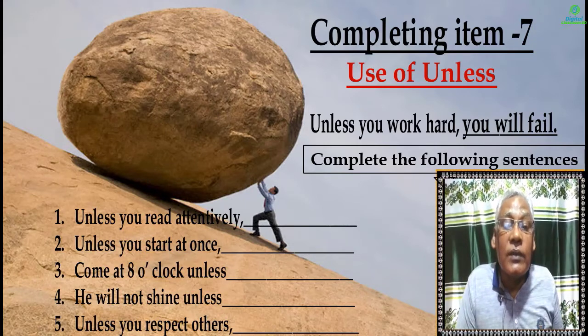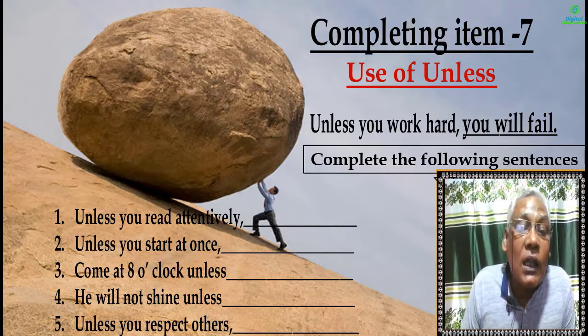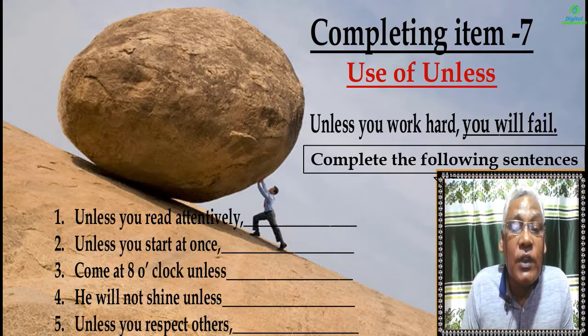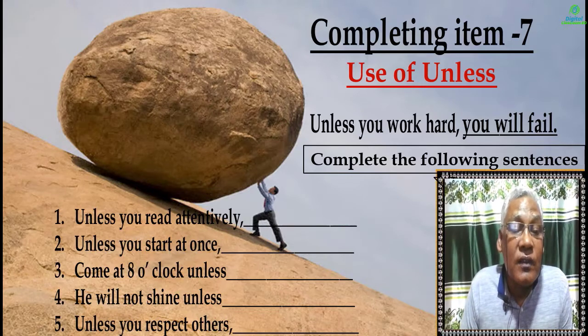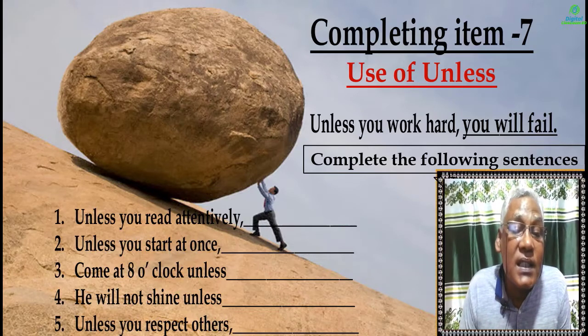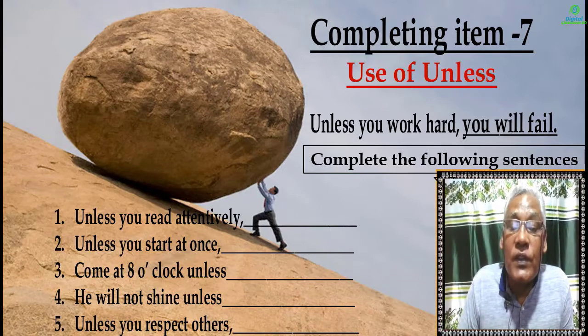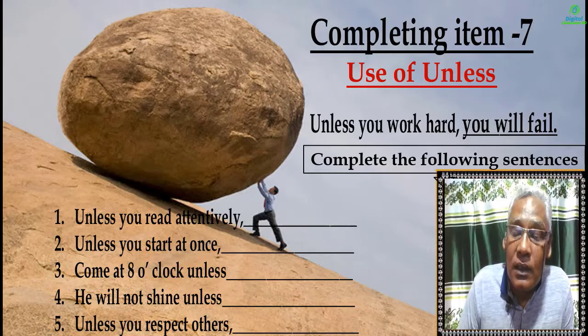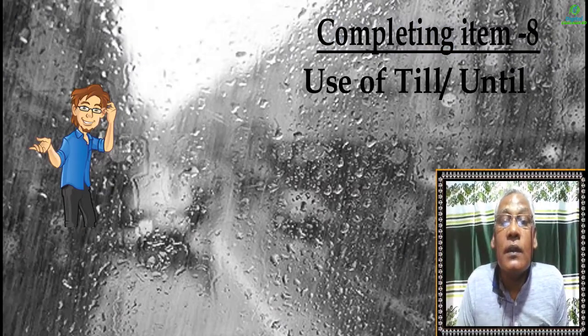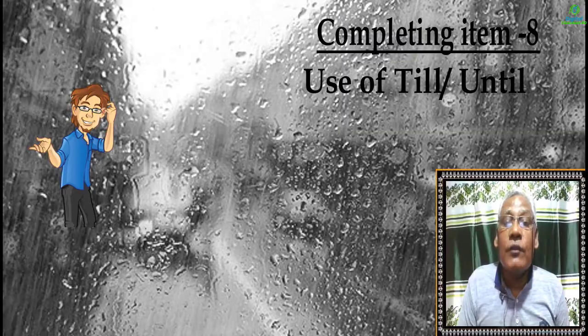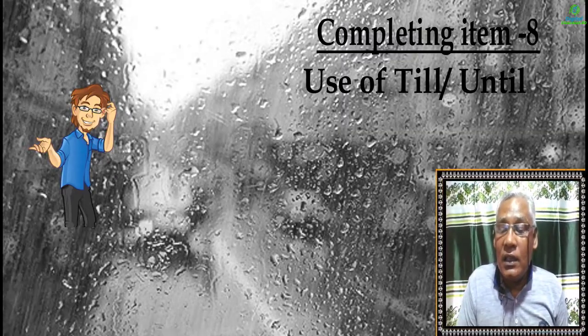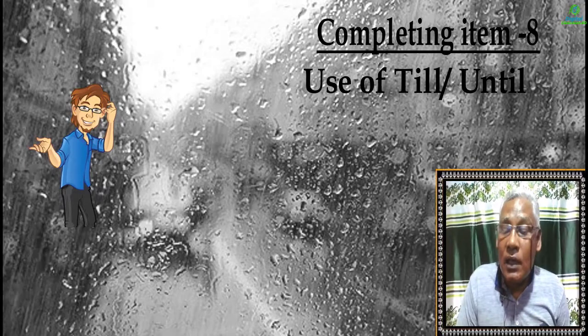So you have to notice something here. If you use unless at the very beginning of the sentence, you must use a comma after the first clause. But if you use unless in the middle of the sentence, there's no need of using any comma here. Please keep it in memory, dear learners. Okay. Now proceed on completing item number 8. Use of till or until. Till or until. That's the same meaning. Okay.